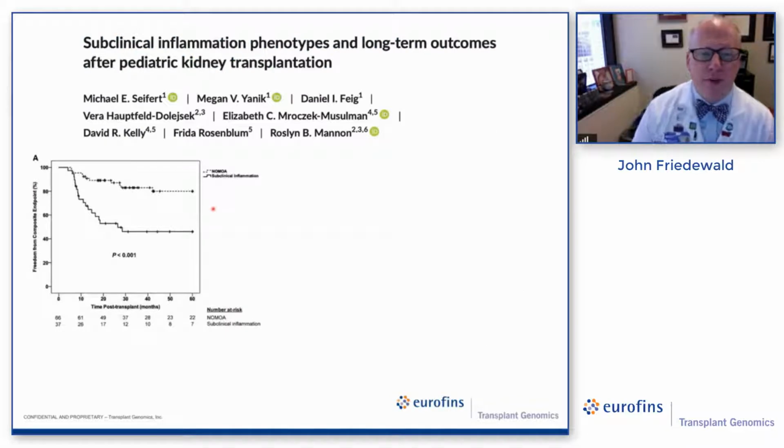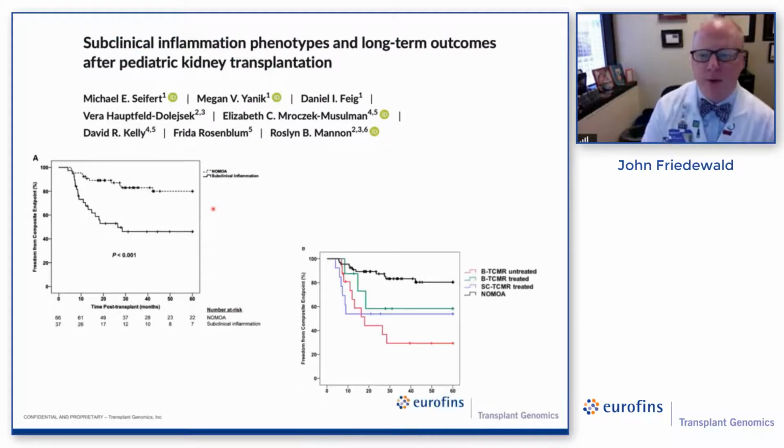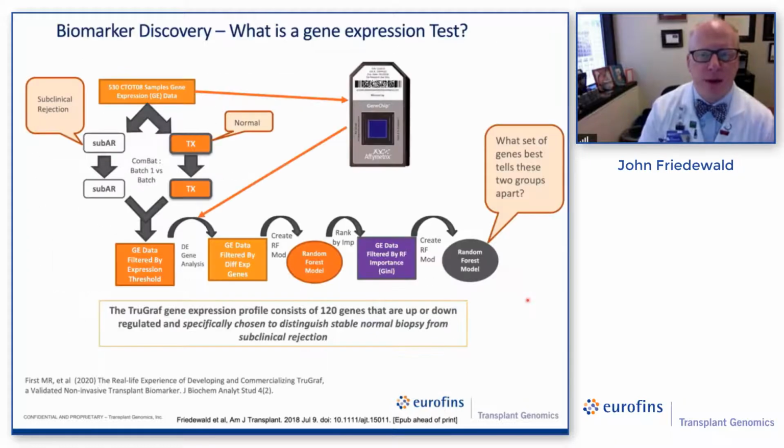And I mentioned the group from University of Alabama, Birmingham, who treated pediatric patients with T-cell mediated rejection, primarily subclinical. And again, the treated subclinical rejection did better than those untreated. And so there's evidence both now for cellular and antibody mediated rejection, subclinical, that treating improves outcomes.